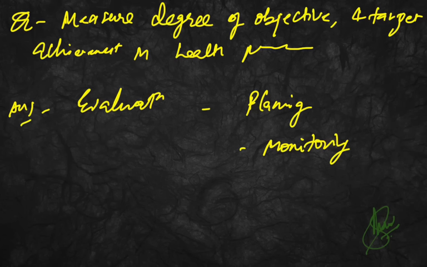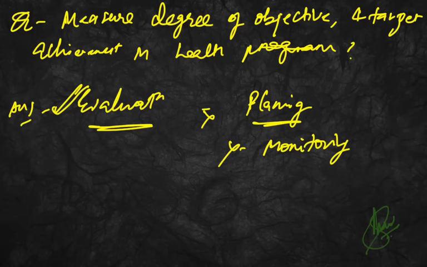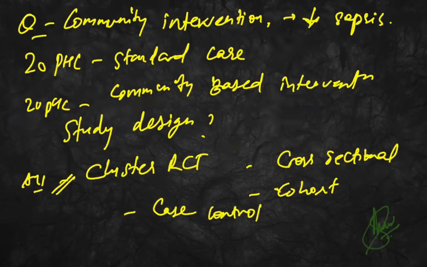Now, measure the degree of objective and target achievement in a health program. How will you measure it? It is by evaluation. Planning, no. Monitoring, no. So the answer will be evaluation.